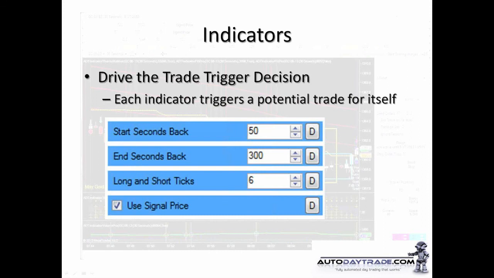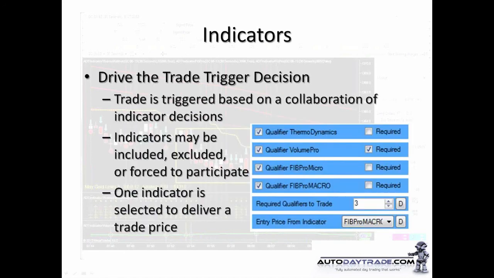Okay, now this is important. Indicators drive the trade trigger decision in the robot. Each indicator is programmed to reach a decision on trading independent of all other indicators. What's shown here are the critical decision parameters of one of our indicators. So stick with me here.